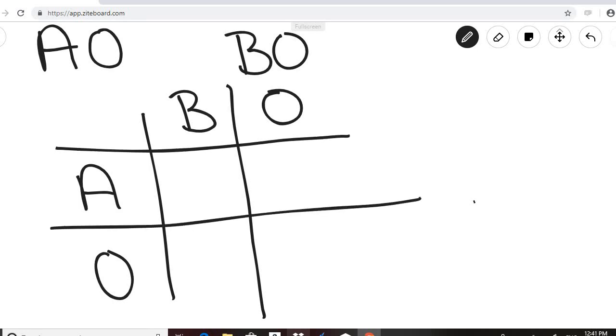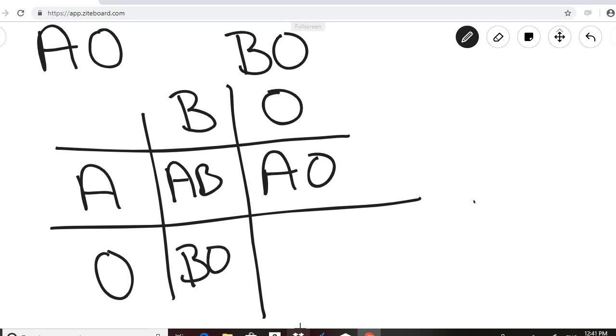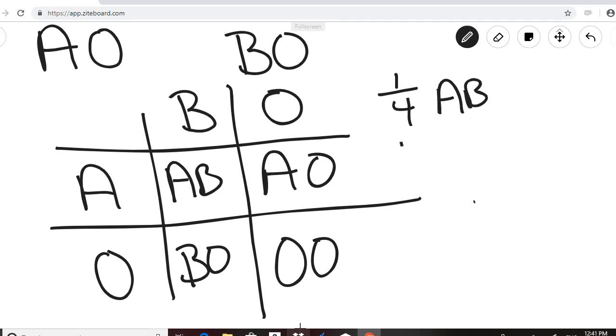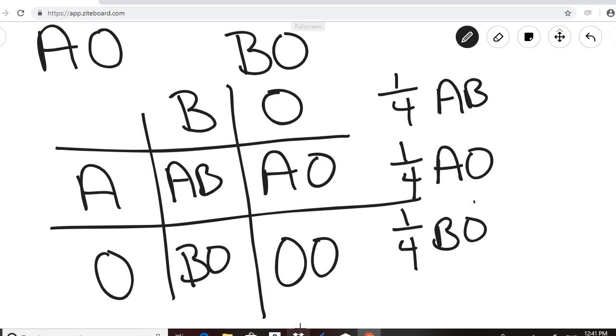So this would be AB. This would be A and O. Put these two together would be B and O, and this would be O, O. So if we look at the offspring, 1 out of 4 would be AB, 1 out of 4 would be AO, 1 out of 4 would be BO, and 1 out of 4 would be OO.